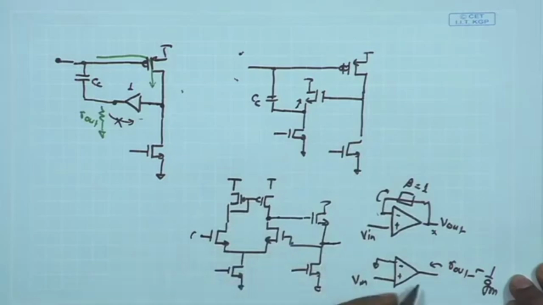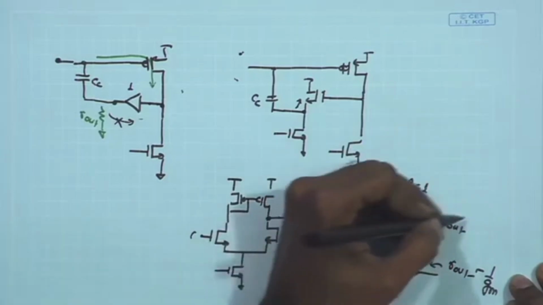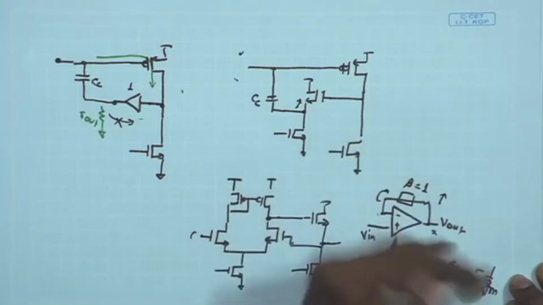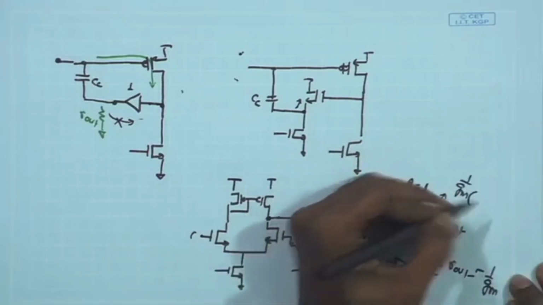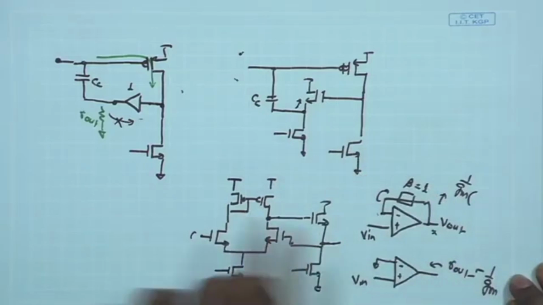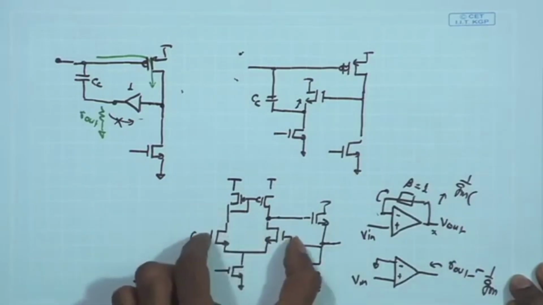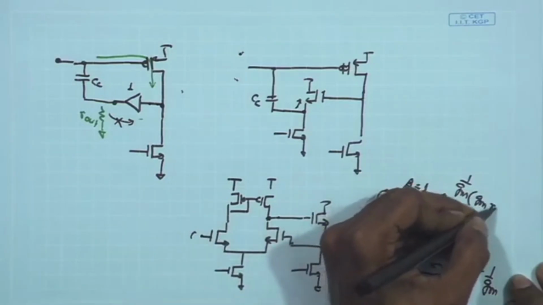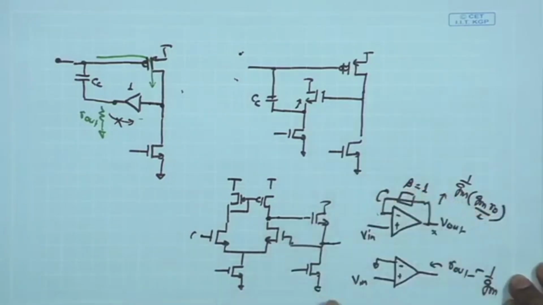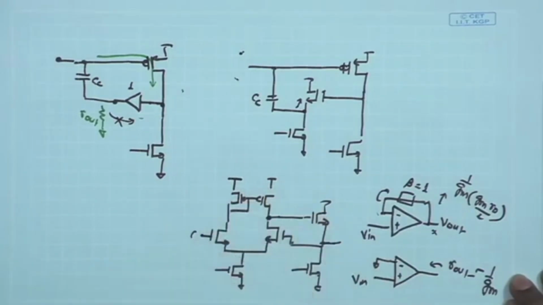Therefore, my closed loop output impedance in this case, we know, is going to be the open loop output impedance, which is 1 upon Gm, divided by 1 plus A beta. Beta is 1, and the A is basically the A of this overall stage, which is of the order of Gm RO by 2. So, we can get a very small impedance if we are using a voltage follower buffer constituted of this differential amplifier and the common drain stage.